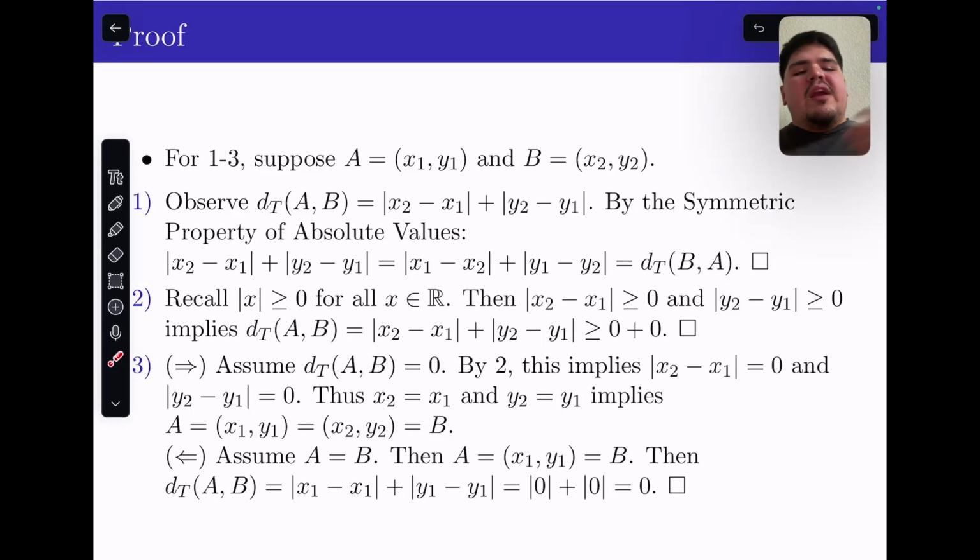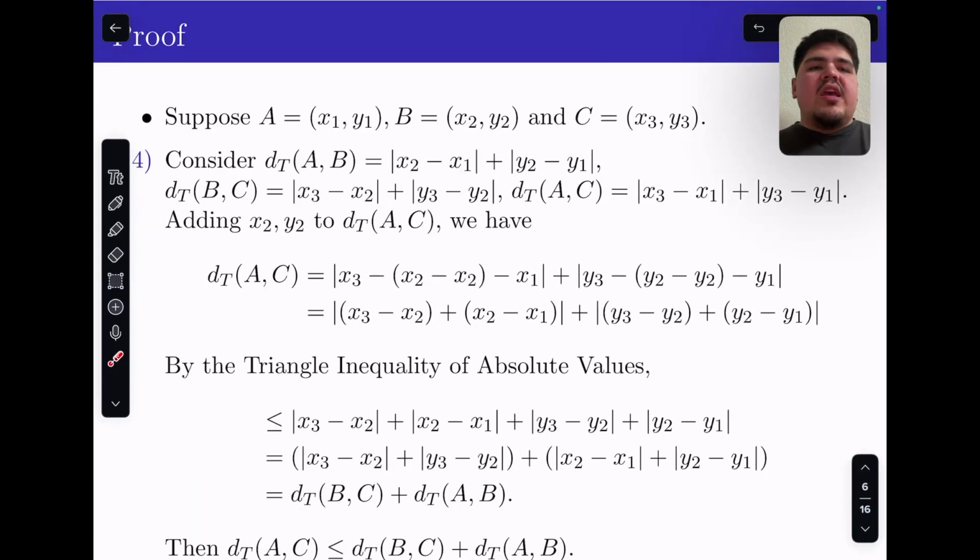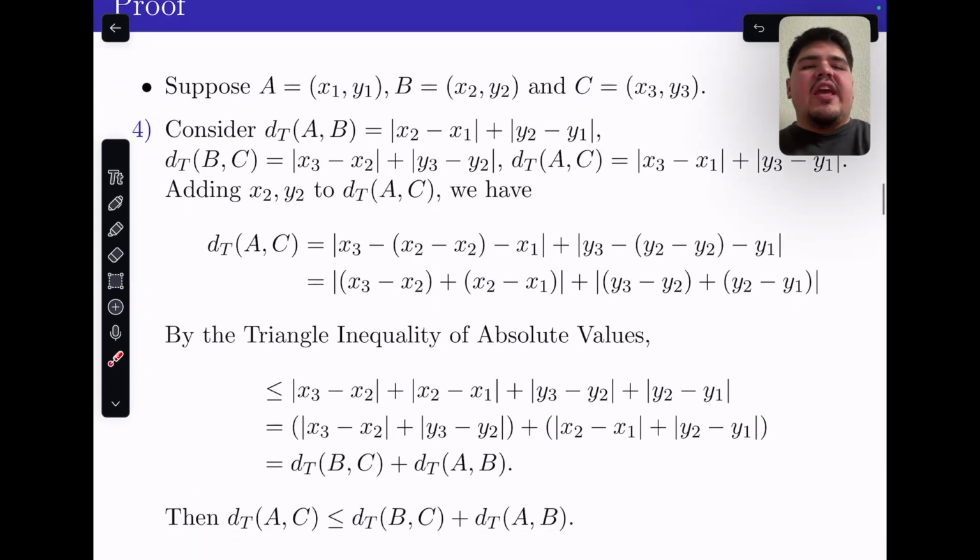Then going in the backwards direction, you have to assume that A is equal to B. Then A and B are represented by the same x and y coordinates. So for the distance between A and B, you're just subtracting that x coordinate by itself, and similarly, you subtract the y coordinate by itself, which gives you 0.